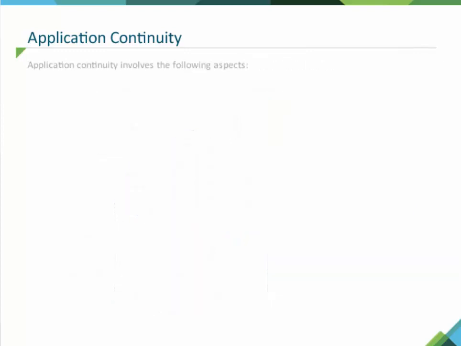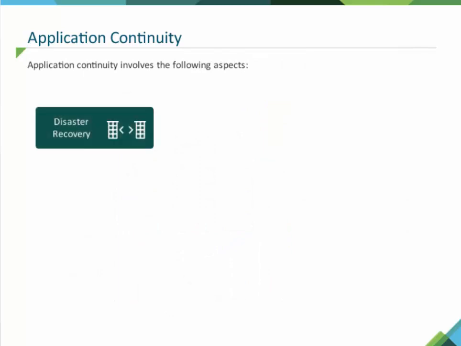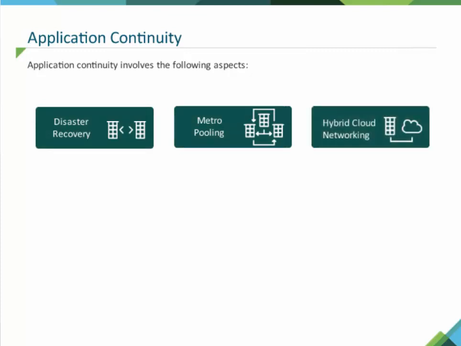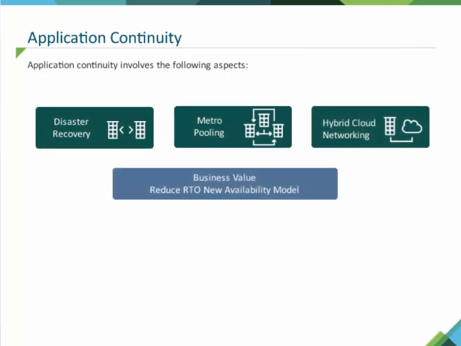Application continuity involves the following aspects: disaster recovery, metro pooling, hybrid cloud networking. The business value is reduced recovery time objective, or RTO.